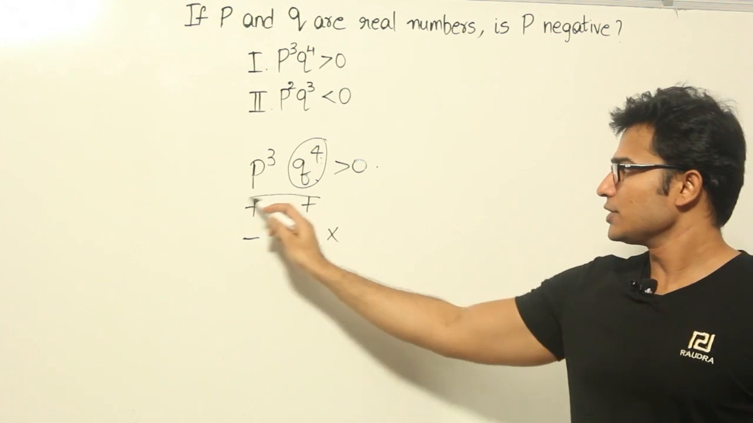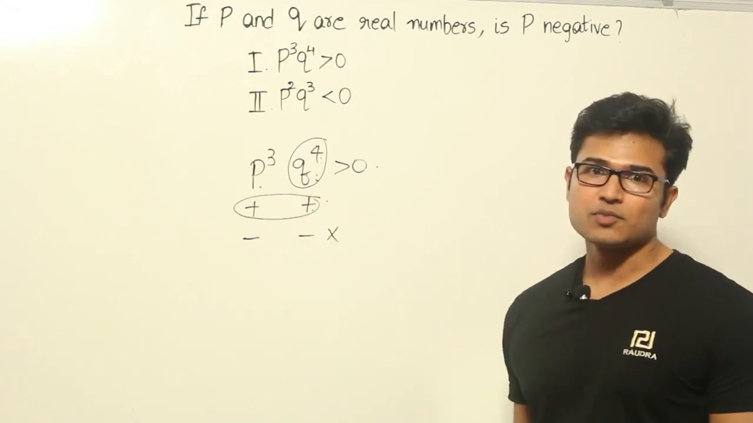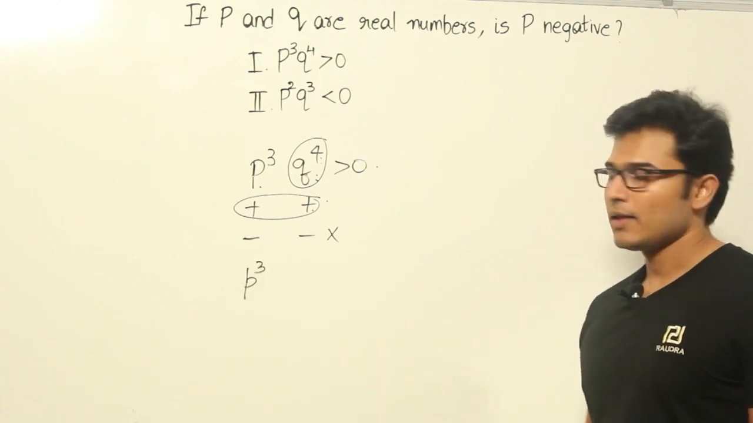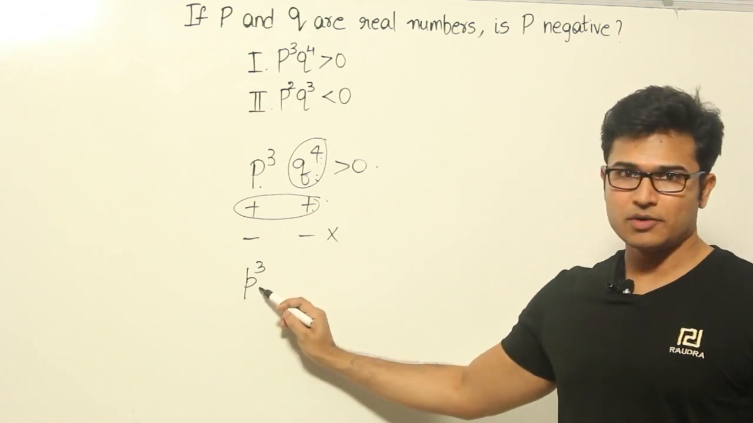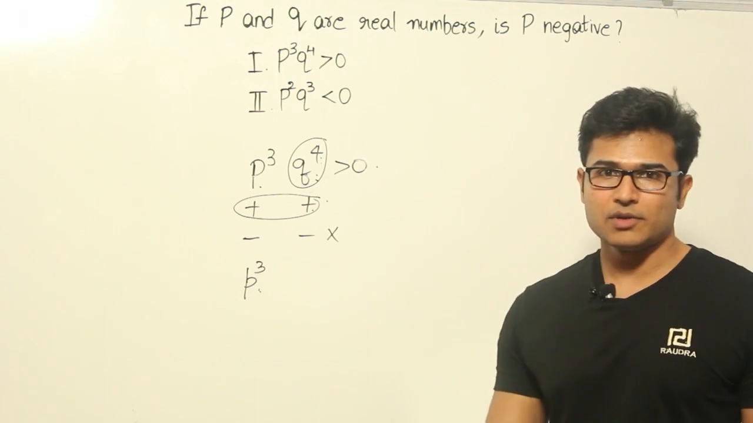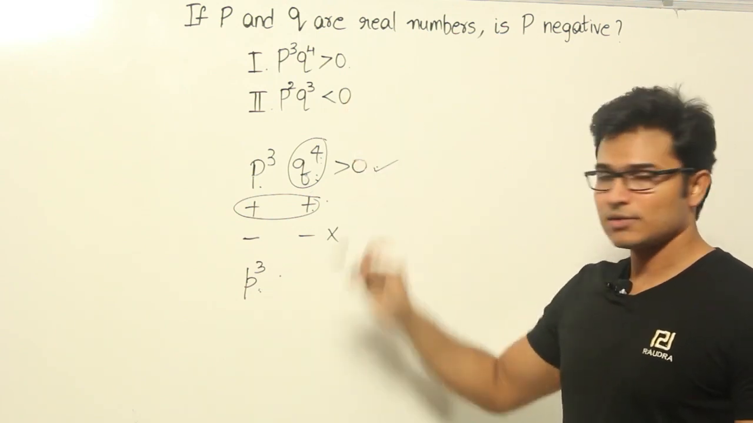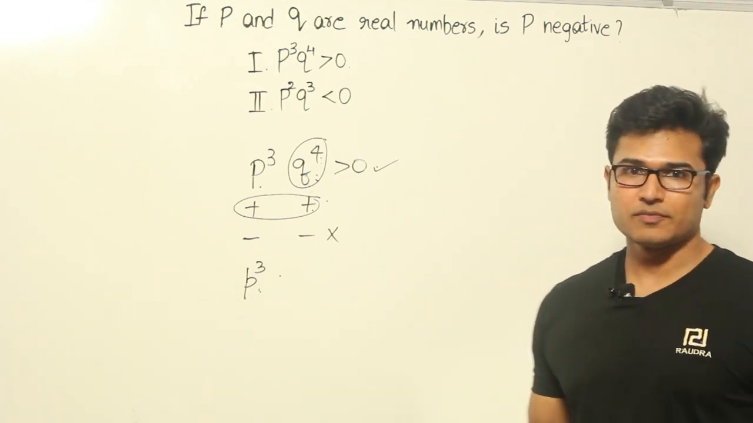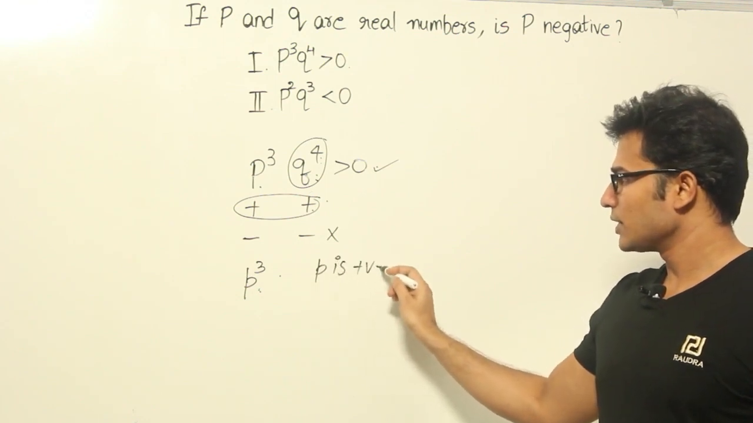So the only case possible is that both the numbers are positive, which means this one is positive and this one is positive. Now p cube is a positive number. When will p cube be a positive number? Only when p is a positive number. Why? If you take p as a negative number, then p cube will be a negative number. Therefore, given this condition from statement number 1, we can say that p is positive, isn't it? So p is positive is the conclusion that we can say.